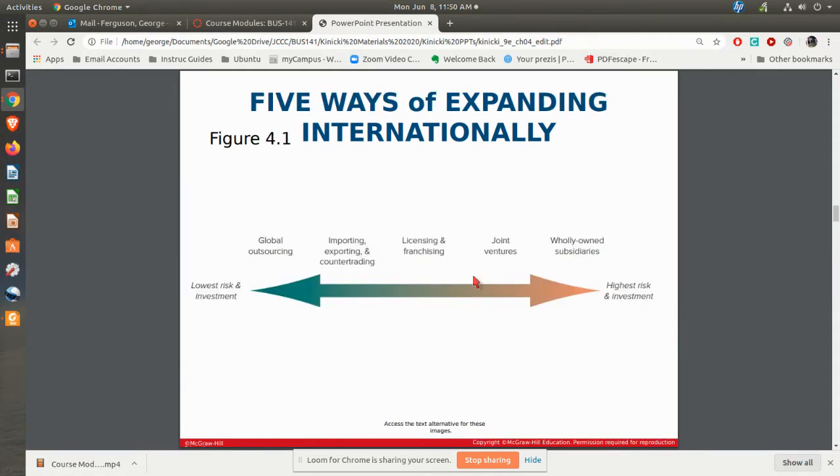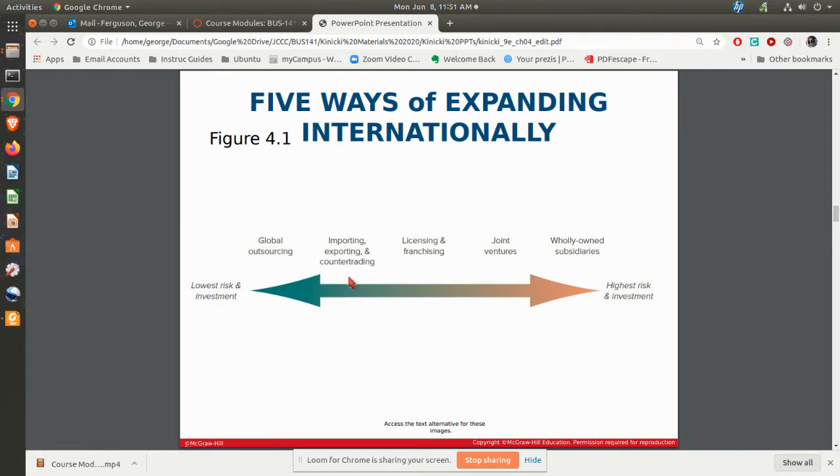You can expand internationally various ways. The one that has the lowest risk is global outsourcing. So, for example, do you realize that there are no T-shirts made here in the United States? All T-shirts that we have here in the United States are actually made overseas. China, Bangladesh, Vietnam are main suppliers of T-shirts to us.